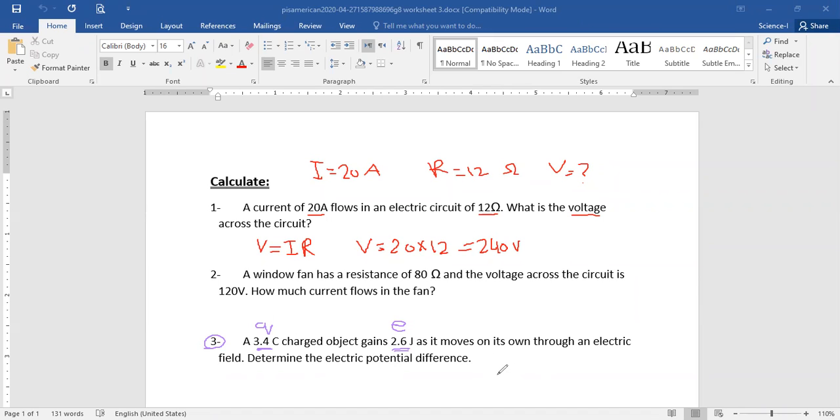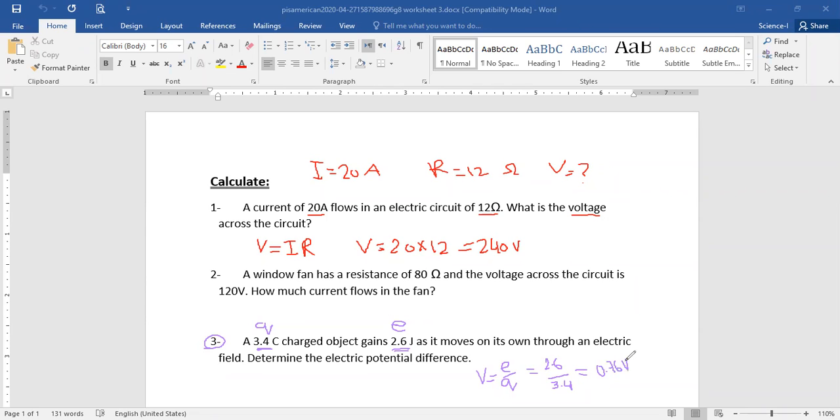Mr. Omega divided E over Q. So in that case, we are going to say that V equals E over Q. That's the other formula of the voltage or the potential difference. So V equals E over Q, which means here it's 2.6 divided by 3.4. So it equals, who can calculate it? 0.7647.